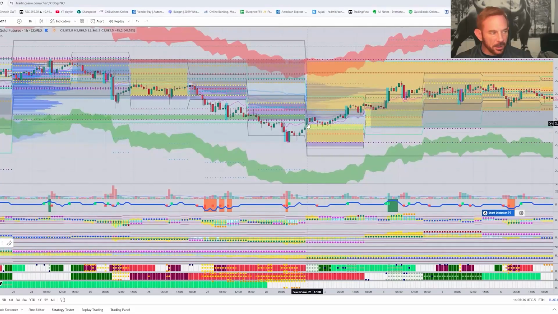So now we have a pattern that, if we understand how to utilize this, we're getting long here with a risk point under here, instead of where I just showed you, getting long over here. It's about half the risk. And how are we able to do this? By reading the price action within this time frame.